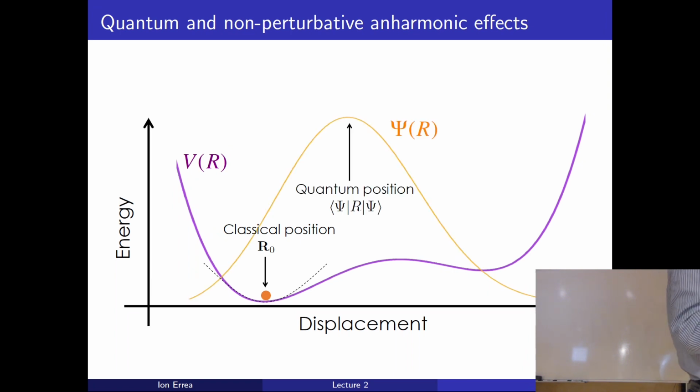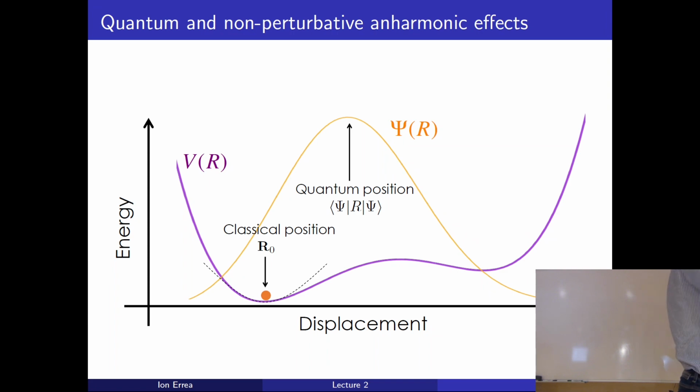But we know that the system is quantum. Ions are quantum objects. So in principle, we should solve the Schrödinger equation with the full potential, right? Imagine that solution gives us this wave function. So what is the position now? What is the equilibrium reference position? If we want to answer that question, we need to calculate the expectation value of the position operator with this wave function. That's what we are supposed to do in quantum mechanics, right? And it can happen that this position is right here, for example, right?